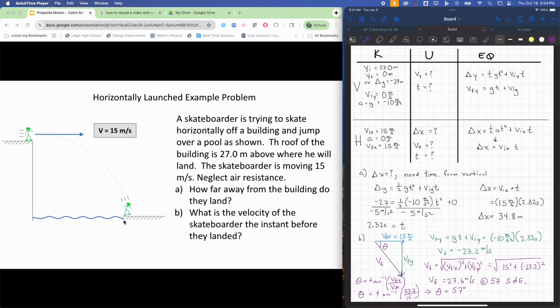I will record a second video on the A-level kind of question, which is the launched at an angle. And either it's launched at an angle and lands on the ground, or it's launched at an angle and lands at a different height. Oh, that's going to be fun.